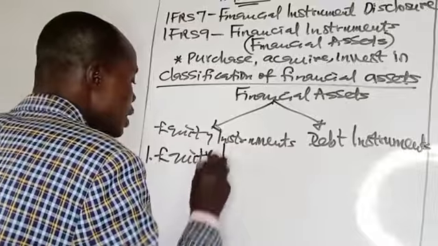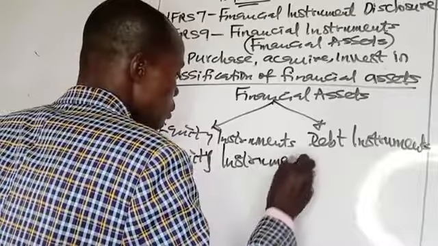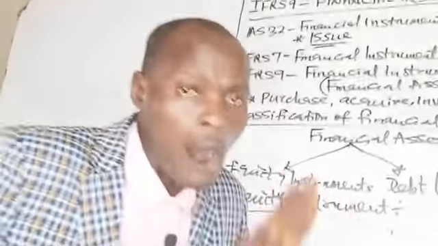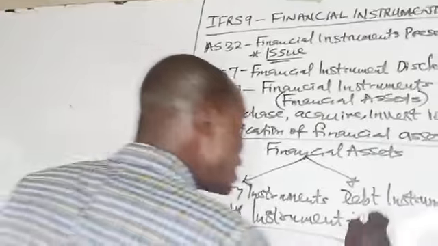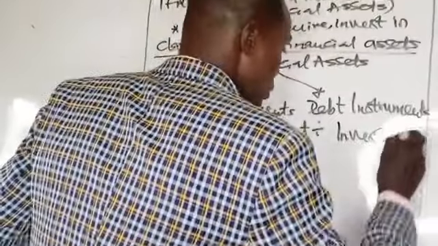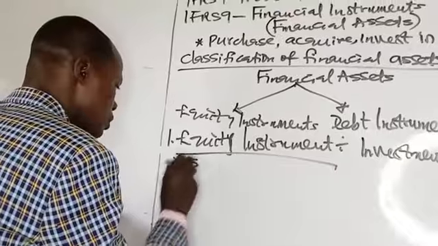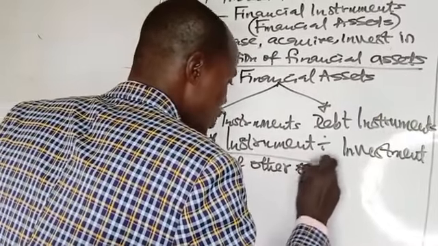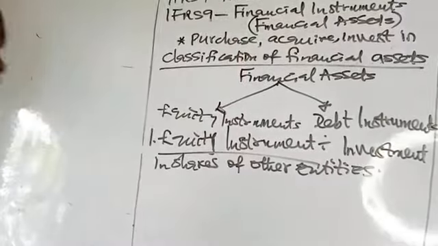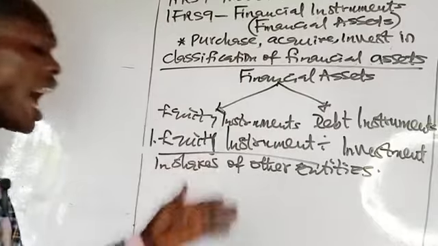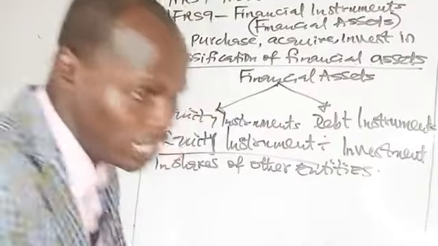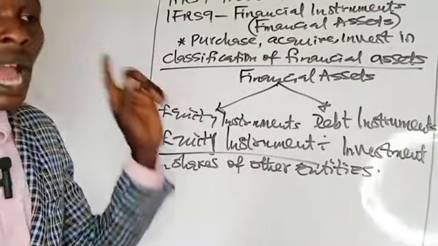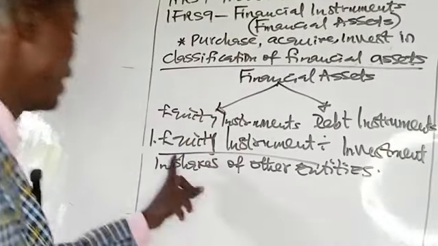Equity instrument is the investment in shares of other entities. Purchase of shares of other entities, that is equity instruments. Investment in shares of other entities, that is equity instruments.